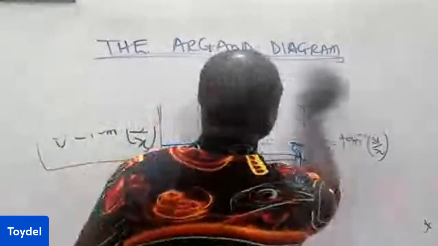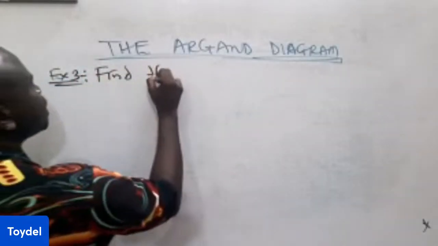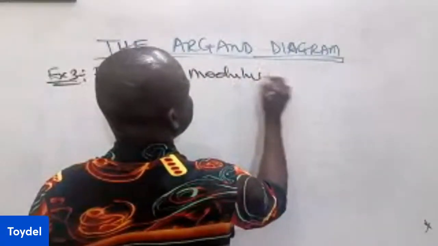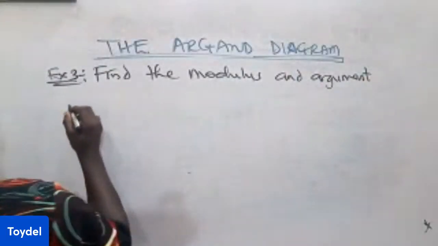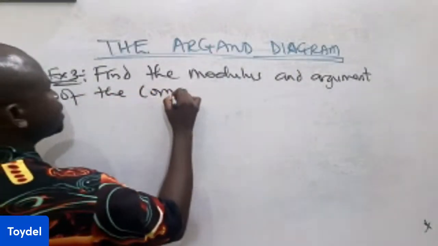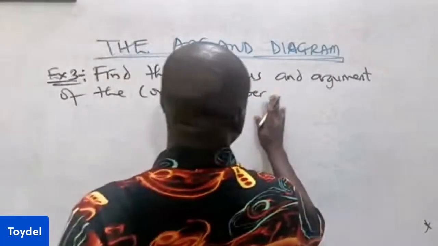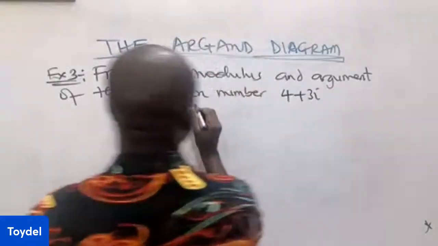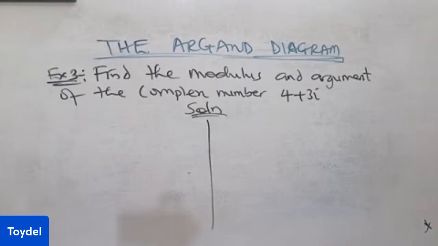So we just take one example under this Argand diagram, then we close for today. Let's take example 3. In this example, we are asked to find the modulus and argument of the complex number 4 plus 3i. Solution. So we have to find the modulus and the argument of this complex number.